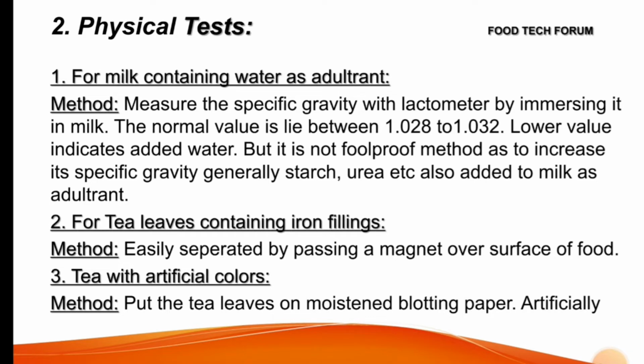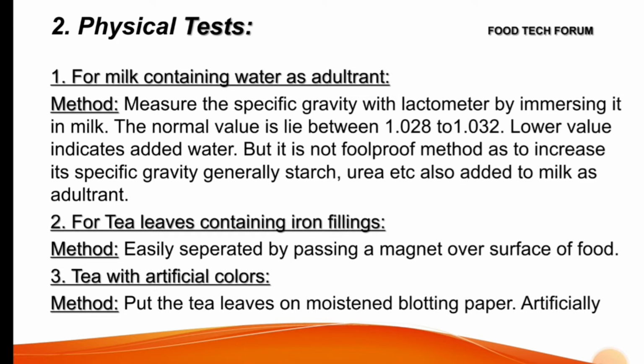If the value lies between 1.028 to 1.032, that means it is pure milk. If the value is lower than this, that means it contains added water. But see, this lactometer test is not a foolproof method, because sometimes they can add extra starch and urea to make the balance between the water and starch, so that the specific gravity will be adjusted to these values. So it is not a foolproof method.